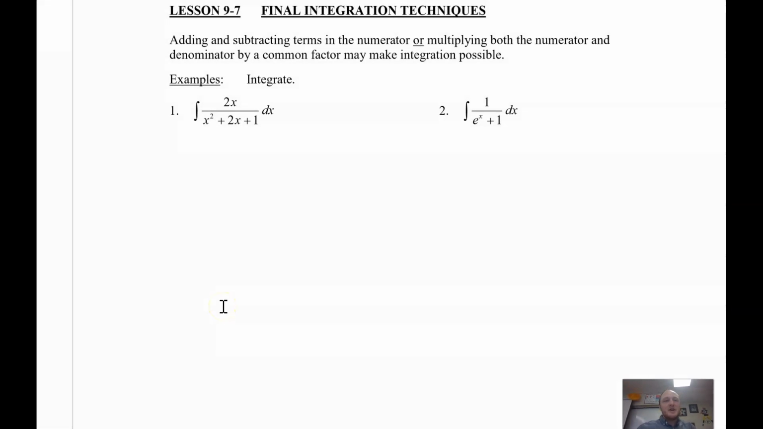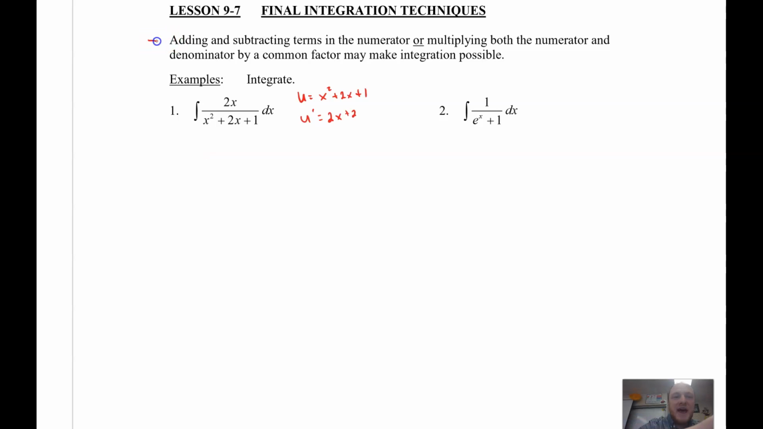Okay, so the first thing that we want to do, looking at example 1, is you should notice that you have a denominator and you want to treat that as a u. So let me say x squared plus 2x plus 1. If that's my u, what is my u prime? I have 2x plus 2. Well, I have the 2x here, but what I'm missing is that plus 2. So I can't just integrate a 1 over u, or can I?